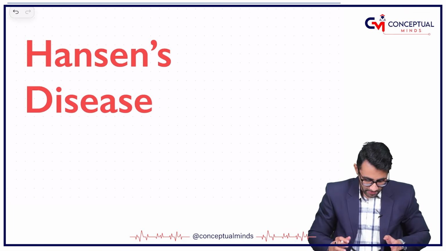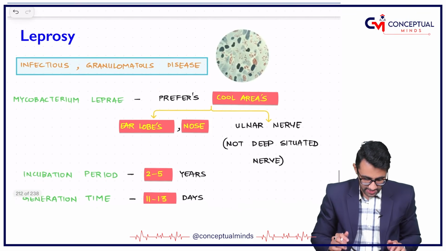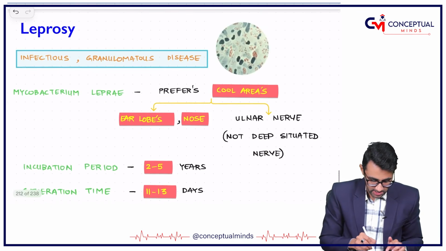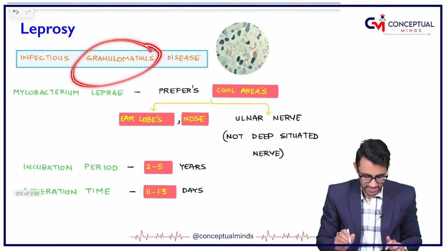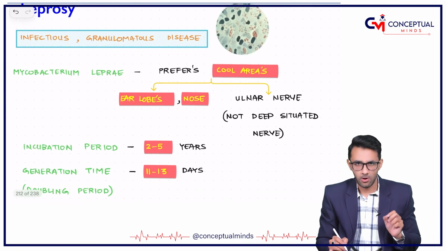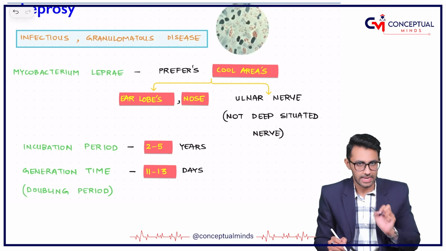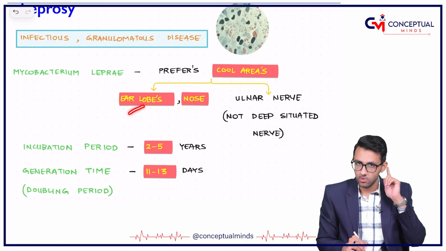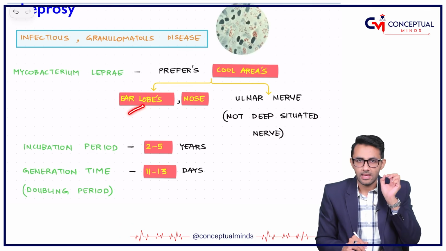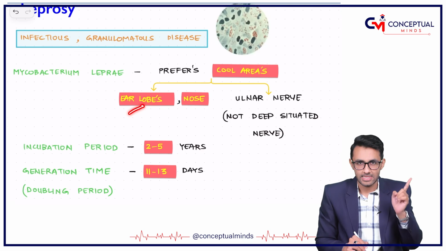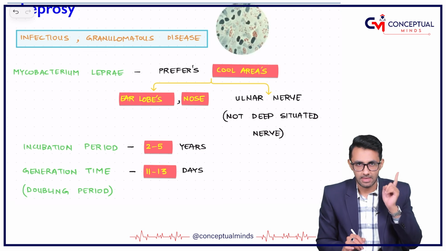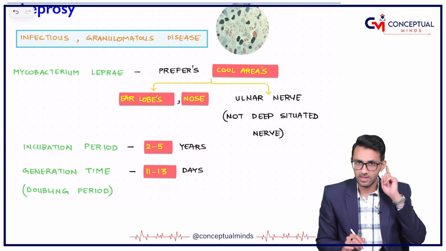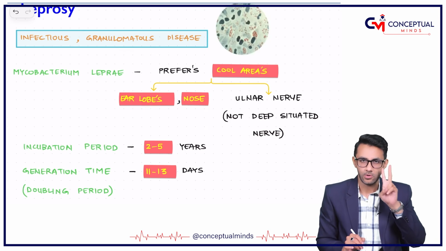First up, we started with this bacteria, which we read about as a granulomatous disease, and the point about its preference for cold areas. That is the reason we see it primarily over the ear lobules. That is why, when we take the split smear examination, we take an incision from here and two other places.